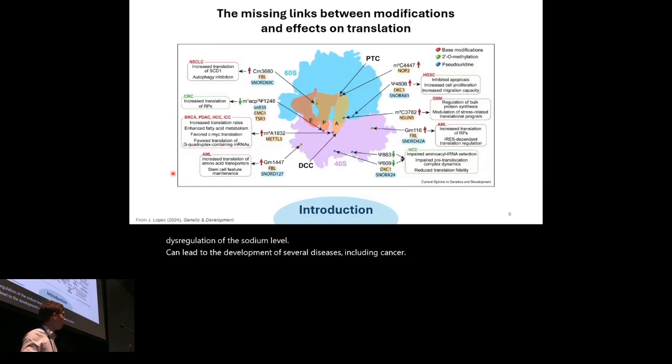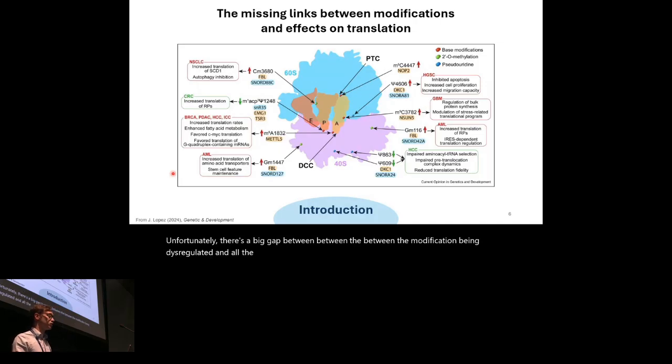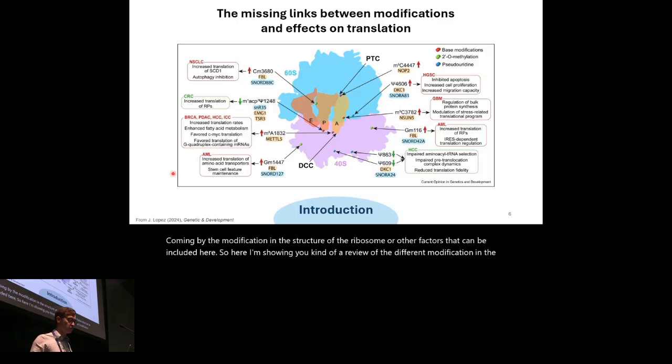Unfortunately, there's a big gap between the modification being dysregulated and all the impact after on the translation program, coming from the modification in the structure of the ribosome or other factors that can be included here. So here I'm showing you a review of the different modifications in the ribosome. If you count the pseudouridine on this figure, you only have 3. And so we have very little information, and there's a real need to understand the bigger picture, like here.